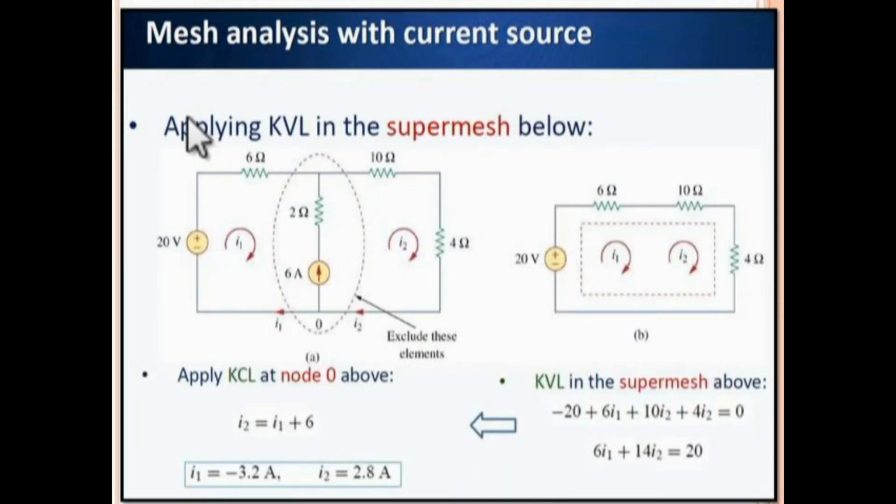You can see over here, here two meshes are combined into one mesh, and now you can write down the equation.